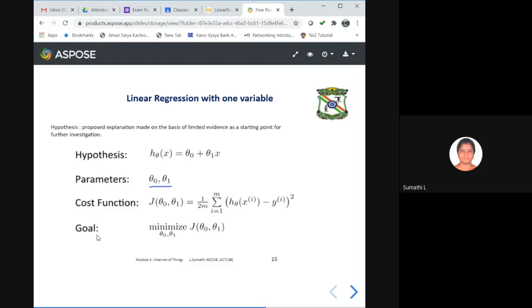For further discussion, I will not get into this minimization because it comes under optimization. I will not discuss this. I will be discussing how to find the parameters and just throw some light on what the cost function is.